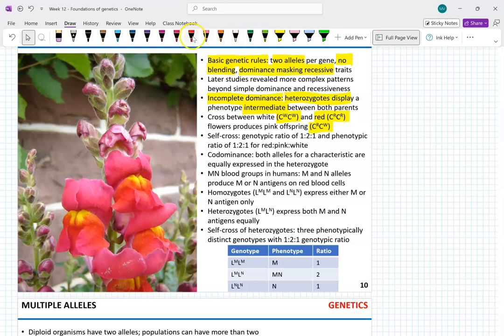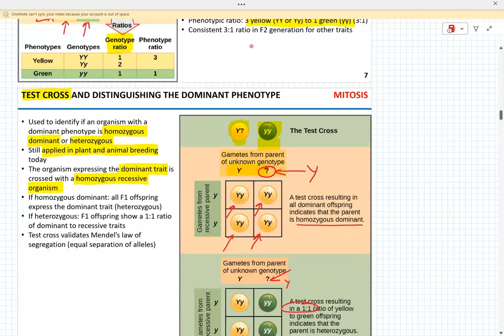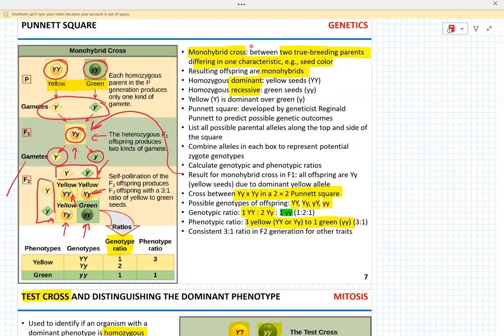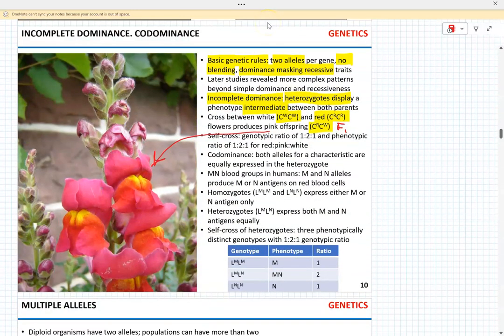So here are the pink offspring. If you then do the self-cross of F1 to produce F2, just like we discussed before, the genotypic ratio will be 1 to 2 to 1, but the phenotypic ratio will also be 1 to 2 to 1: 1 red, 1 white, and 2 pink.